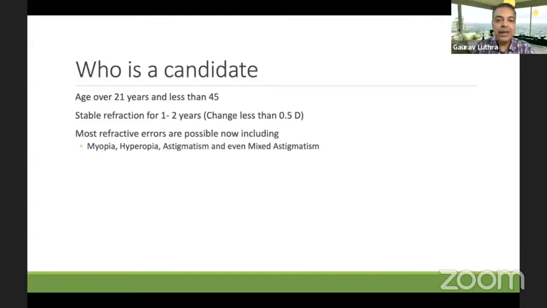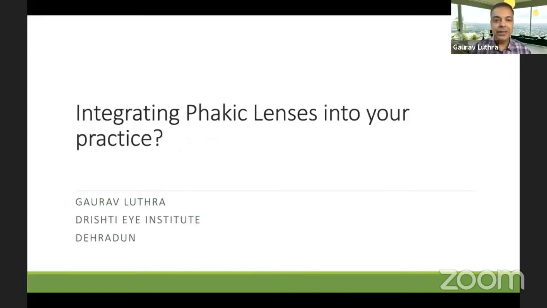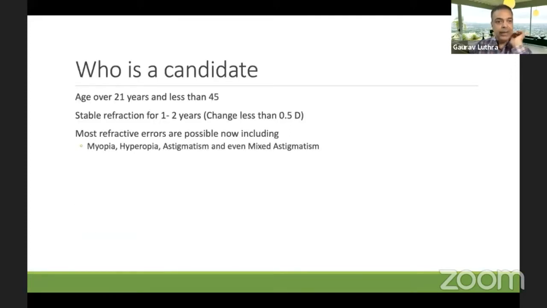So who is a candidate? I think anyone whose age is over 21 years and less. So why should you be adding phakic lenses to your practice? Because if you don't have a LASIK machine and you don't have access to one, and you still want to do some kind of refractive surgery beyond being a refractive cataract surgeon, this is the natural next step. So age over 21 years and less than 45, a stable refraction as for any other refractive surgery.